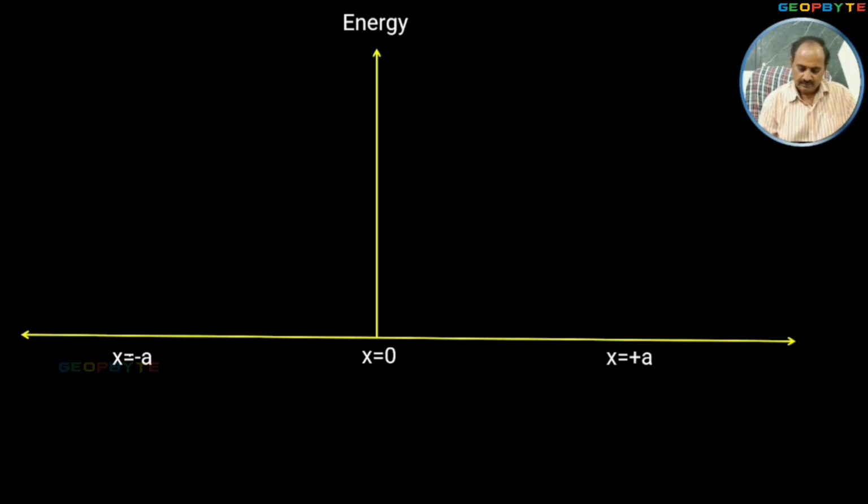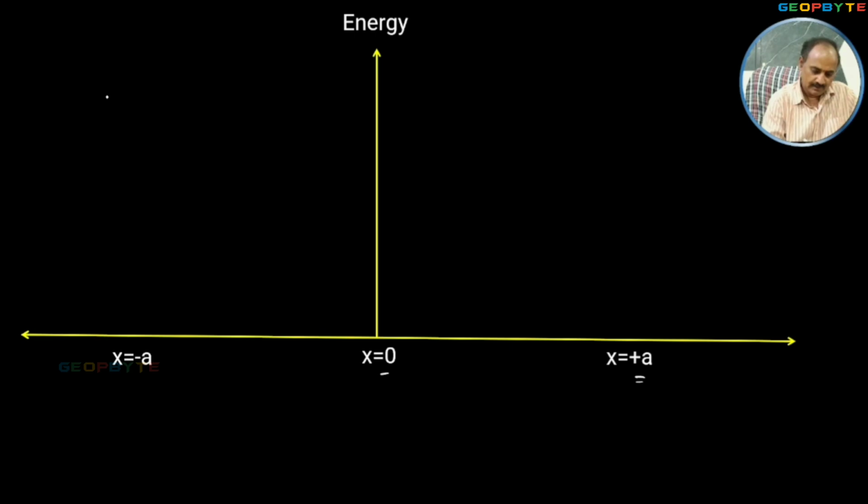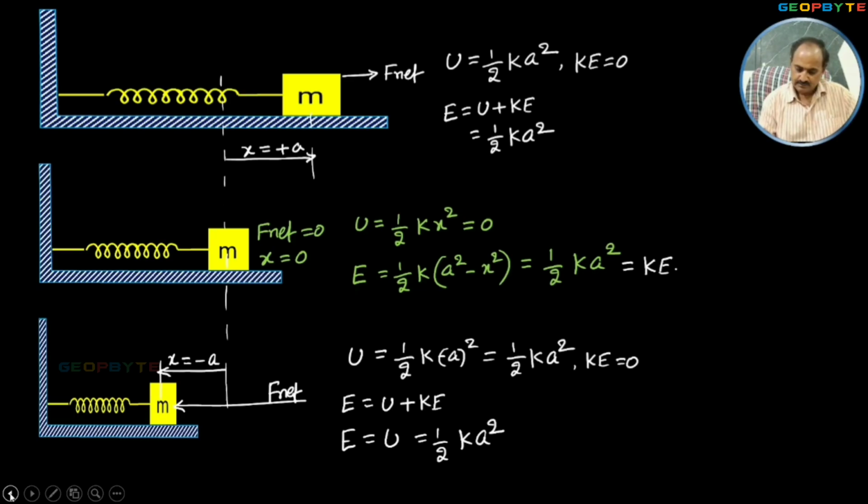At x equal to minus a, x equal to 0, x equal to plus a. Look at the case x equal to plus a: the potential energy is maximum, half k a square. Let me mark that point here. The potential energy is maximum, and that potential energy is becoming 0.